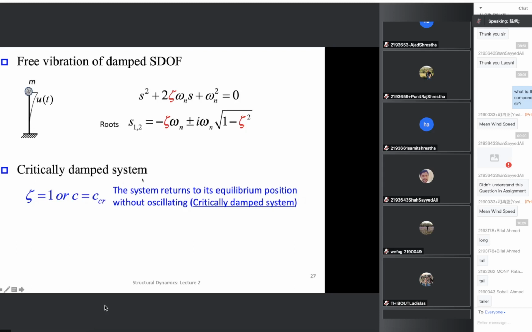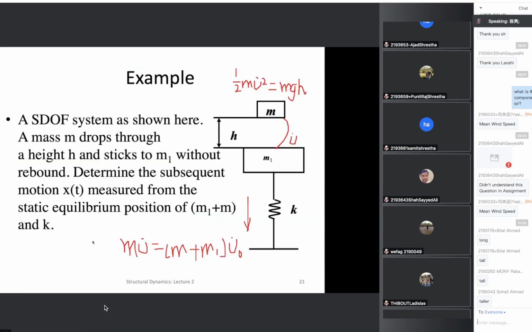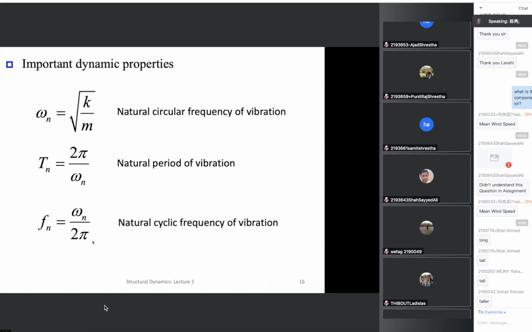The critically damped system. When you have this condition, this part becomes 0, because this one is 0, so the whole thing is 0, and you have two similar roots. You have two same roots, S1 and S2. Because the two roots are the same, from the mathematical theory, you cannot directly write the solution like just now we used. Let me go back quickly.